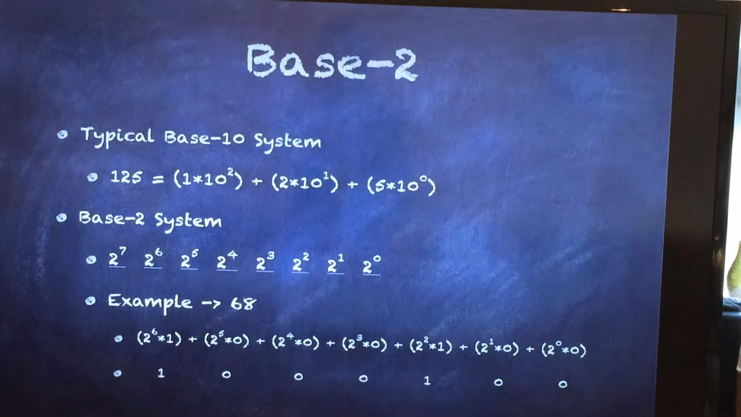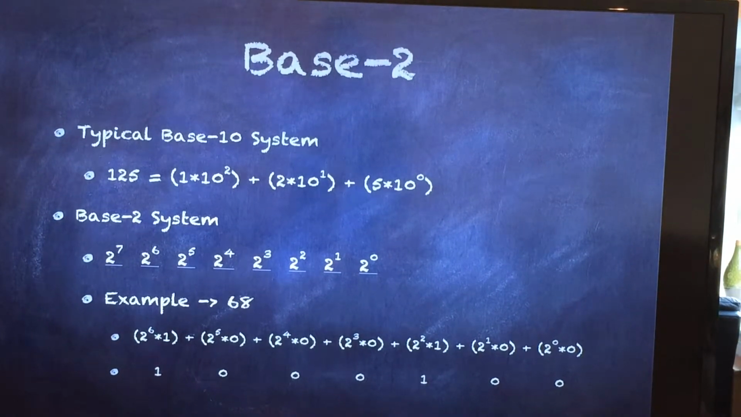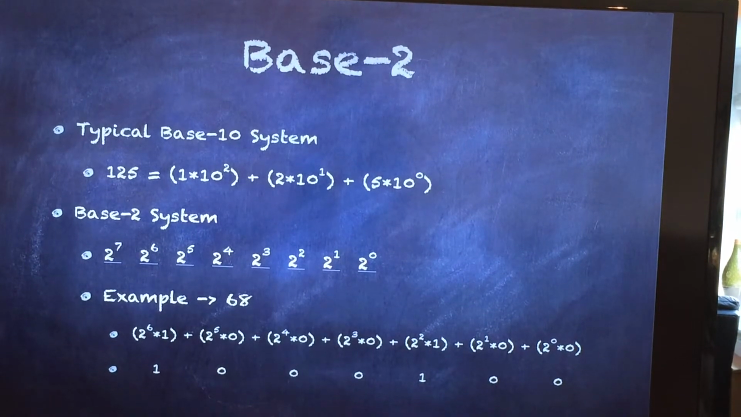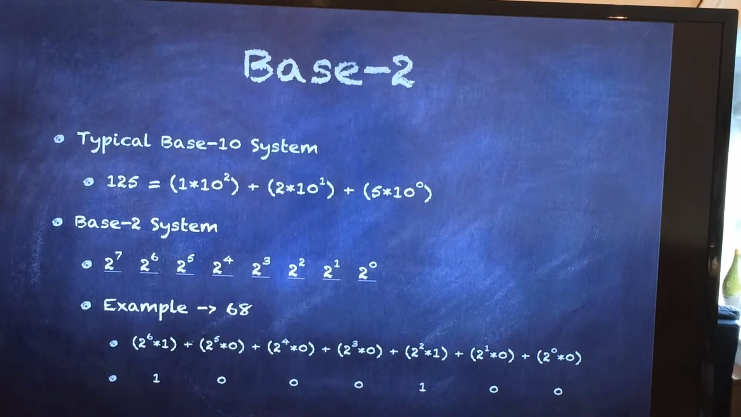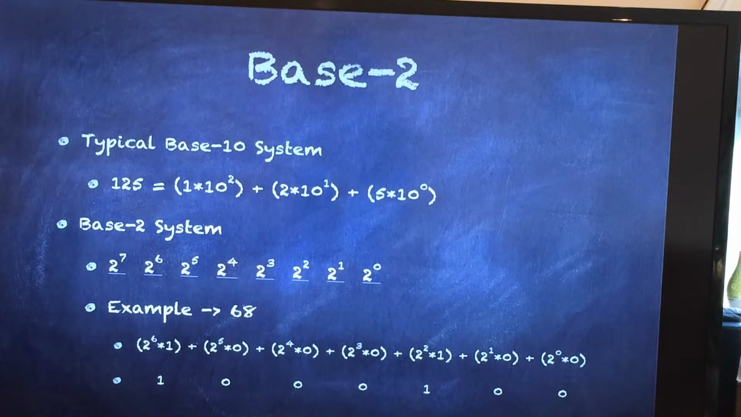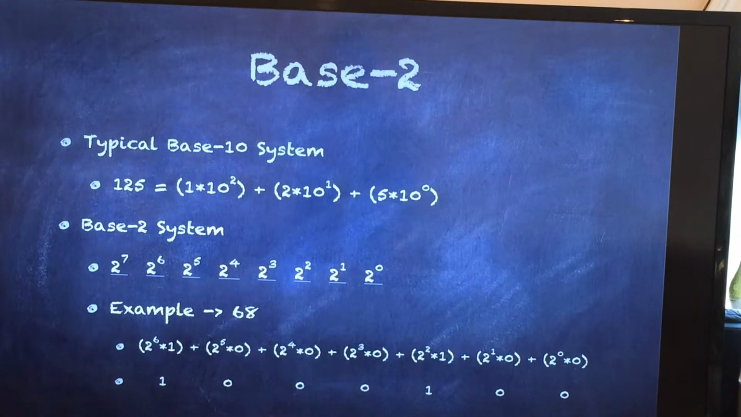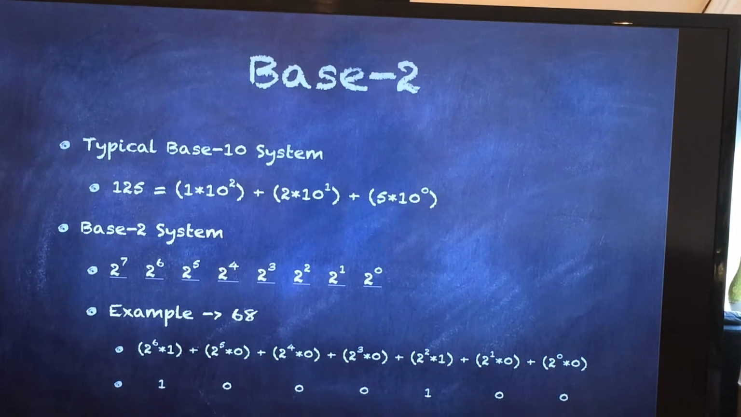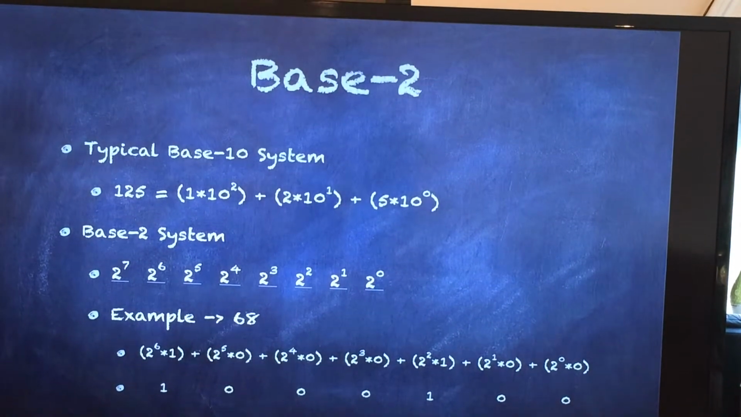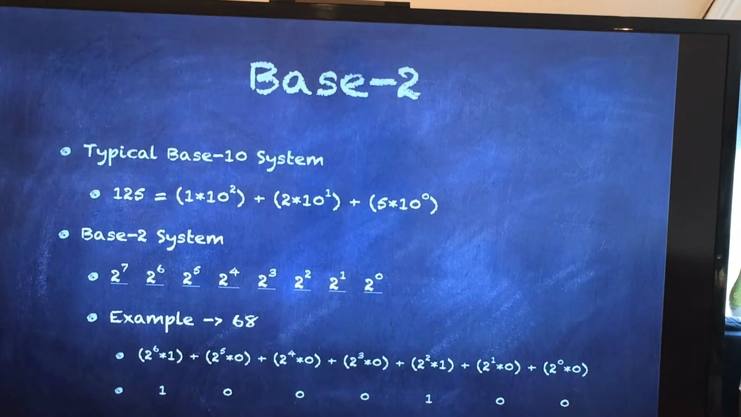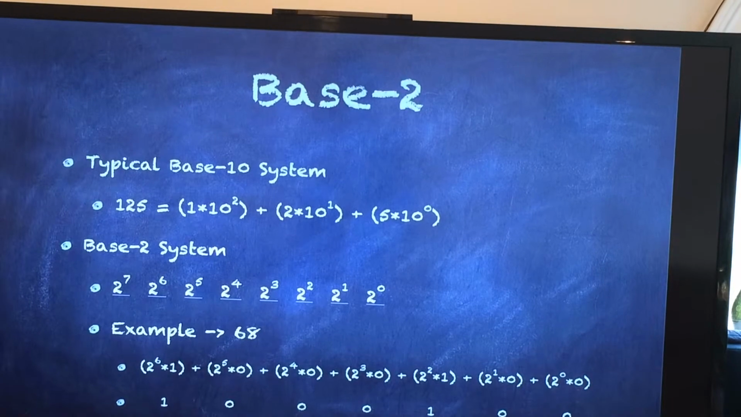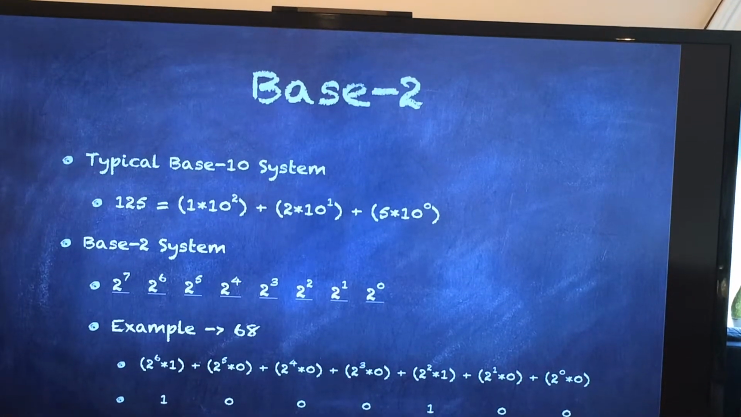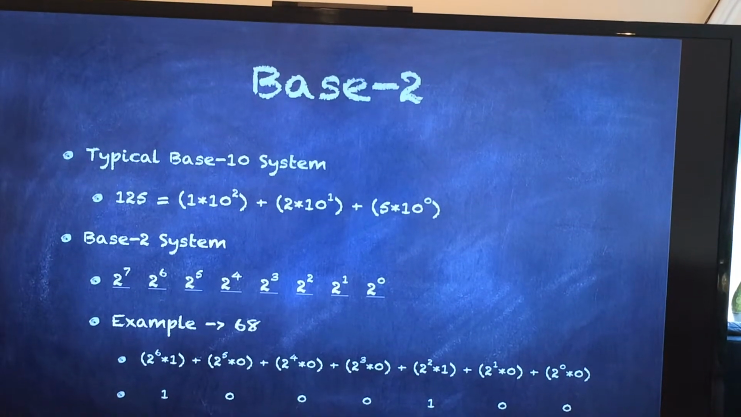In a typical decimal or base 10 system that we normally use on a daily basis, a number like 125 would be represented as having a hundreds place, a tens place, and a ones place. And 100 is of course equal to 10 squared, so 1 times 10 squared would be the 100. The tens place, 10, is equal to 10 to the first power, so 20 would be 2 times 10 to the first. And then you would add 10 to the 0, which is 1, so you would do 5 times 1 to get 5. And when you add all of those numbers, you would get 125.